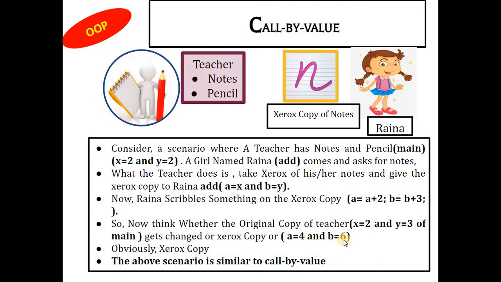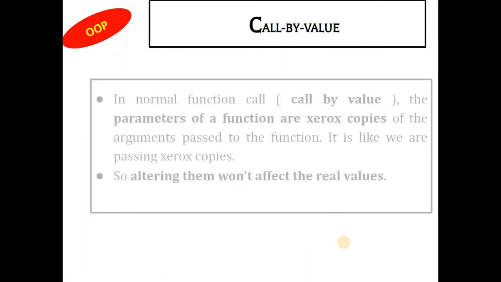But it has not changed the value of x and y. x still remains 2 and y still remains 3. So only the Xerox copy has been changed. This is known as call by value: if you alter the formal parameters, it doesn't affect the actual parameters. Now let's see the scenario of call by reference.